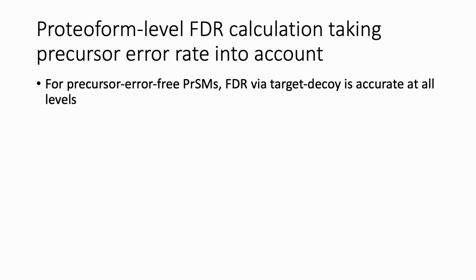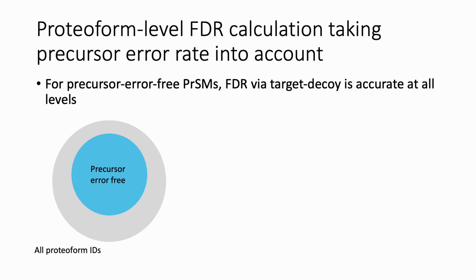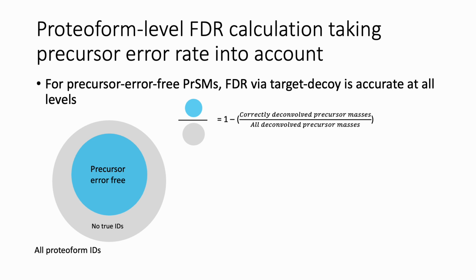We bring this observation above. For precursor error-free PRSMs, FTR via target decoy is accurate. Now this gray circle is all proteoform IDs. Out of them, blue portion is the precursor error-free zone. Remember, in this remaining gray area, all proteoform IDs are incorrect. Blue over gray is 1 minus correctly deconvolved precursor masses divided by all deconvolved precursor masses. Okay, and it can be shown as like 1 minus precursor deconvolution FDR, or simply 1 minus P FDR.